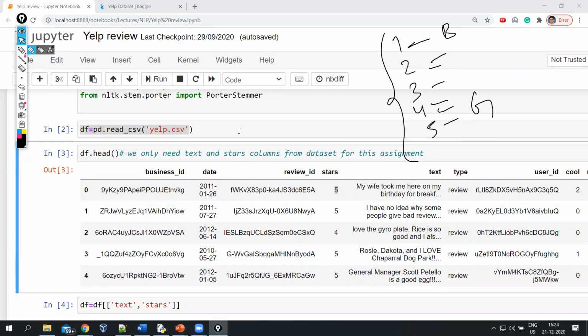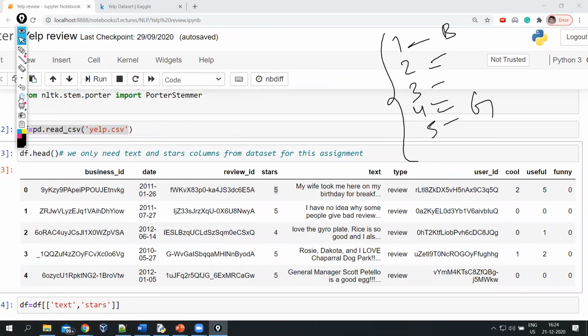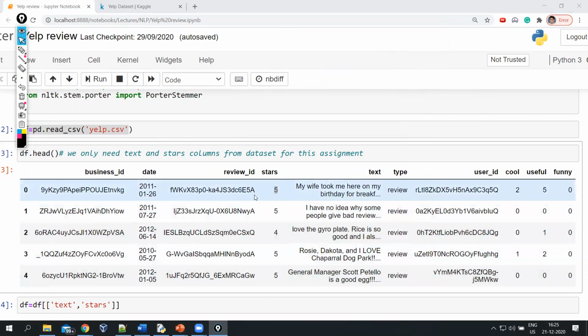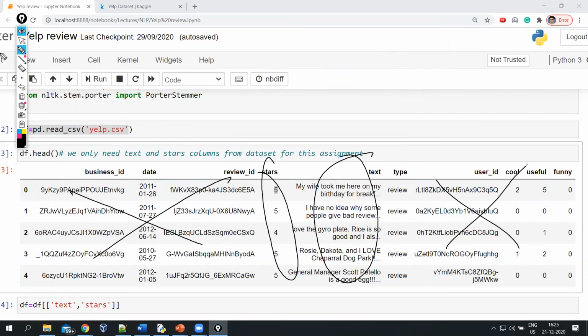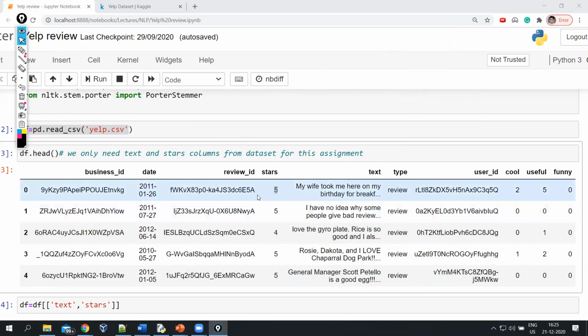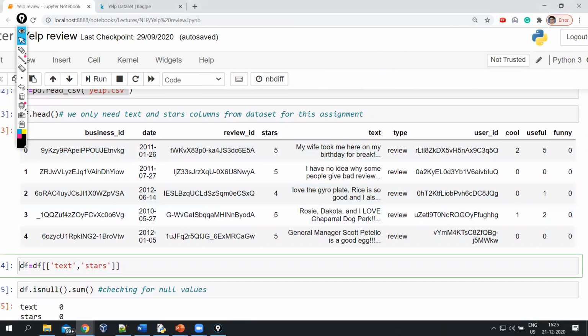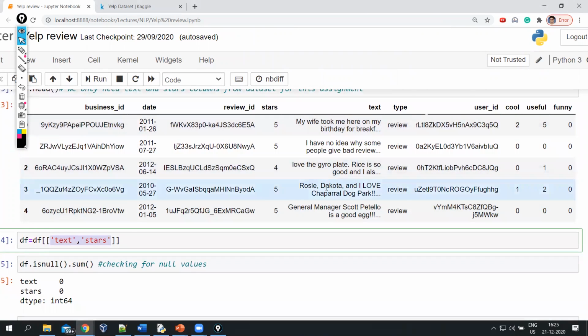Now I have many other columns, but as this is a very basic understanding, we will only work on two columns: first the text column and second the stars. All the other columns we will remove. For that I have written this code to extract only the stars and the text. This is df, the data frame name, and in it you need to give a list of columns. If you have only one column, you don't need to give a list, but as I have two columns to extract, I use text and stars.